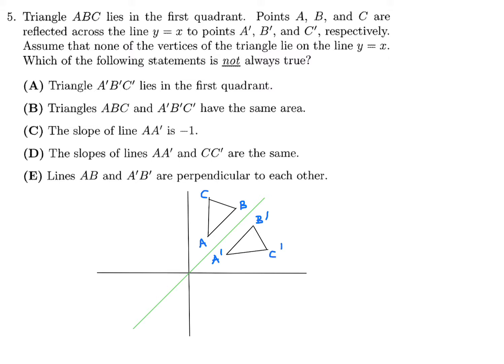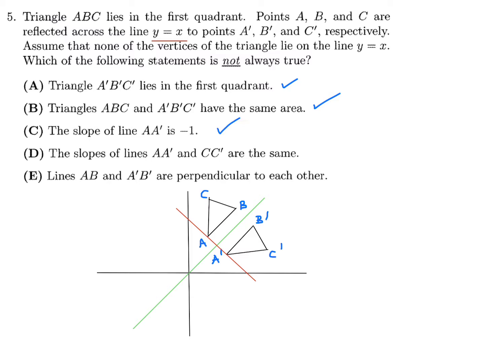Triangle A prime, B prime, C prime lies in the first quadrant. That seems to be true. Triangles ABC and A prime B prime C prime have the same area. Yeah, it's just reflected, so that would be true. The slope of line A A prime is negative 1. I think that should be true, since it would be perpendicular to y equals x, and y equals x has a slope of 1, so the perpendicular line would have slope negative 1. So that should be true.